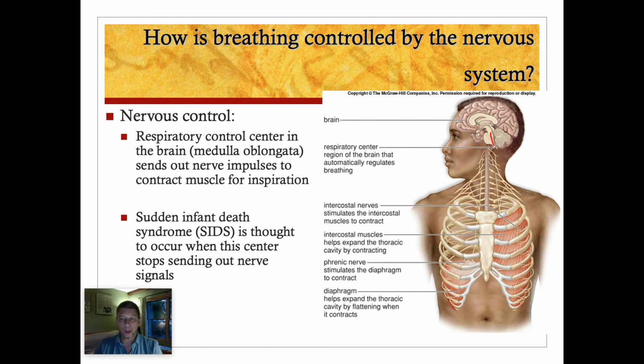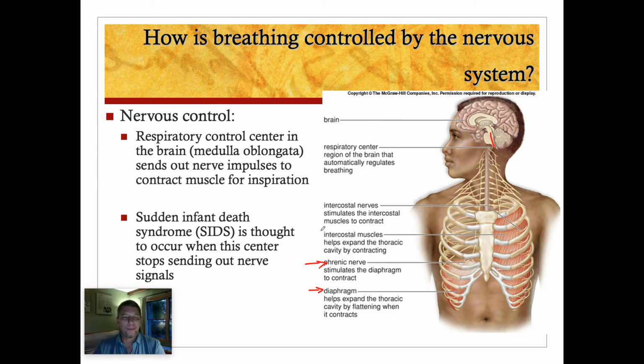Anyway, the respiratory center is found in the brain. But notice that the brain, of course, is connected to the spinal cord, and the spinal cord is connected to a bunch of spinal nerves. Well, guess what? Some of those spinal nerves are connected to the intercostal muscles. And so the medulla oblongata sends out nervous impulses that contract the muscles for inspiration, not only the intercostal muscles, but also there's a special nerve called the phrenic nerve, which stimulates the diaphragm. So the intercostal nerves stimulate the intercostal muscles, and the phrenic nerve stimulates the diaphragm.